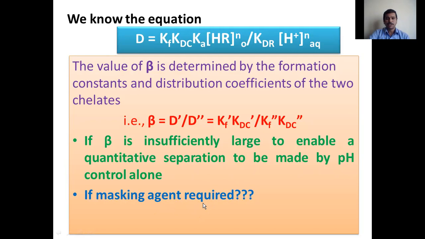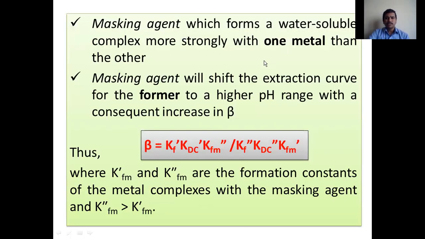So what are these masking agents? Masking agents are simple chemical reagents. They will form strong complexes with one metal, and this complex will be water soluble. That's it. Masking agents are the chemical reagents or masking complexing agents.